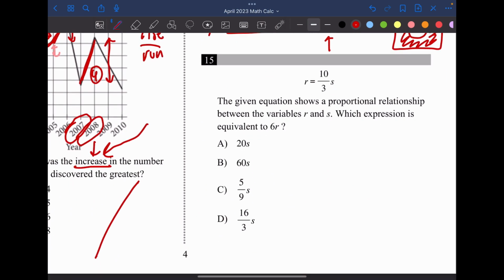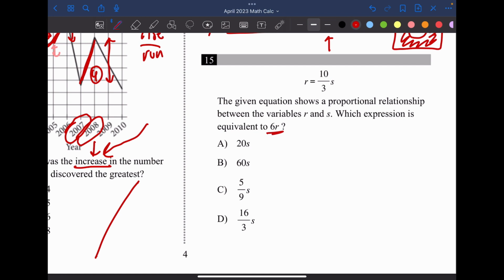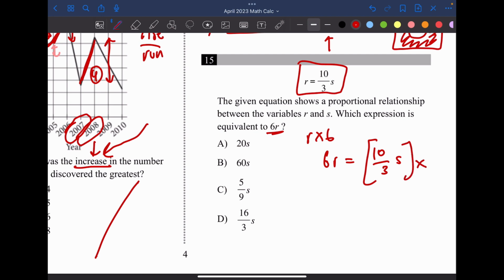Question 15: if R is equal to 10 over 3S, and the given equation shows a proportional relationship between the variables R and S, which expression is equivalent to 6R? Okay, so 6R means that you multiplied R by 6. So 6R is going to be equal to 10 over 3S, all multiplied by 6. So 10 over 3S multiplied by 6 is the exact same as 60 over 3S, which is the exact same as 20S. Once again, you can use a calculator if you have trouble doing it, but the answer is A.